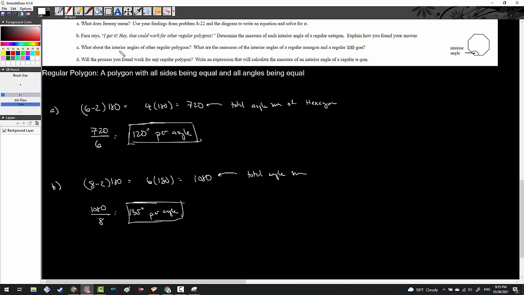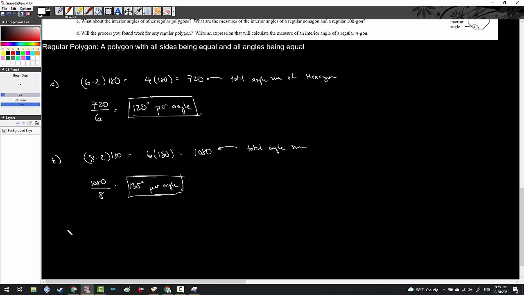So what about the interior angles of other polygons? What are the measures of the interior angles of a nonagon and a 100-gon? So from here, a nonagon has 9 sides. So it's going to be 9 minus 2 times 180, equals 7 times 180. So 7 times 180 is going to be 1260. Again, total angles, right? We don't want all the angles. We want one of them. So 1260 divided by 9, because that's the total number of angles. Each angle in a nonagon, a 9-sided figure, is 140 degrees.